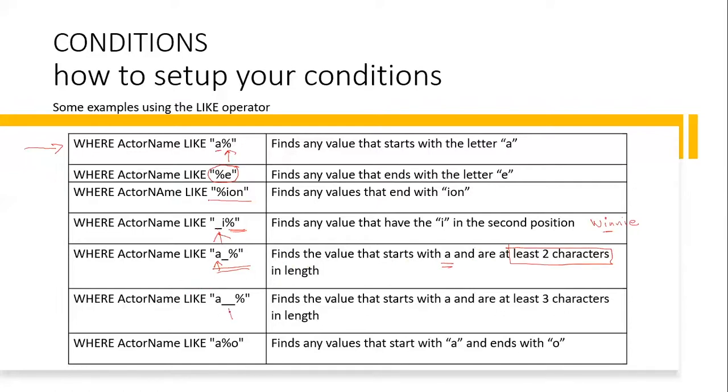Here, you may not see this very clearly, but there are two underscores, which means it's similar to the previous one, but it must have at least a length of 3 characters. And then the final example, it tells you it wants to start with an A, it's ending with an O, and anything in between. So that is a different type of pattern. So these are just some of the examples in terms of how you would go about using the various patterns when you are using the like statement in your where clause.